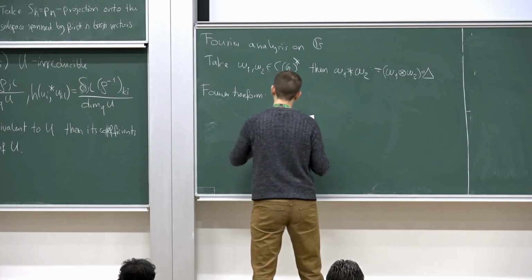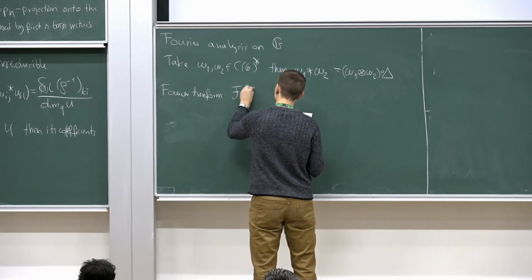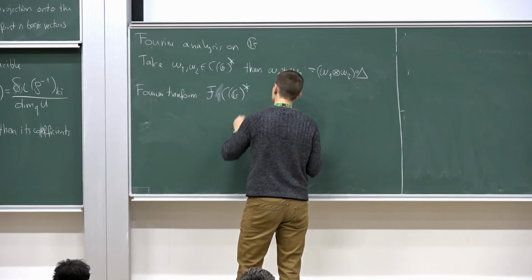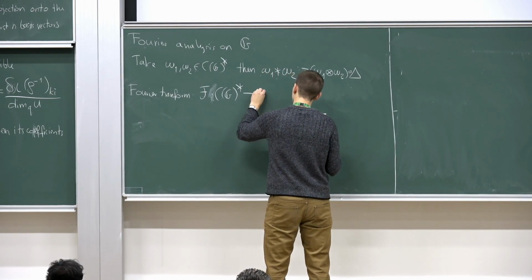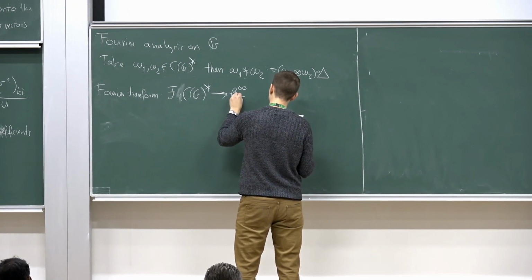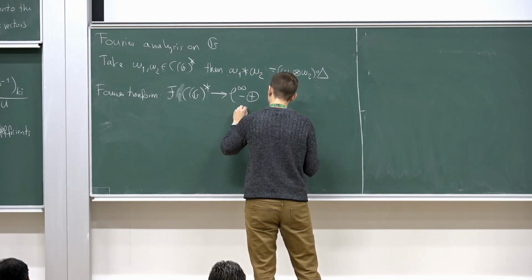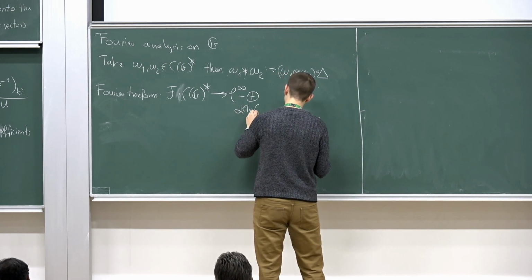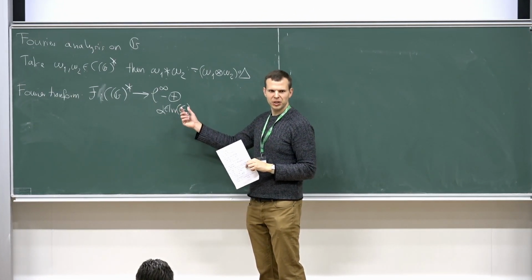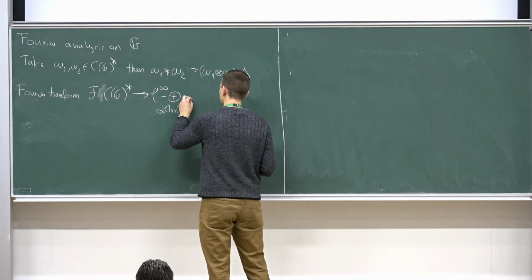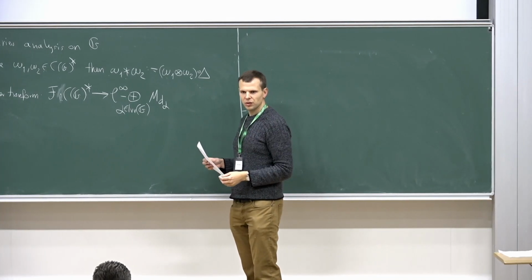Fourier transform is a map from, say, functionals on C of G into the L infinity direct sum. So we take all the sequences of bounded norm. We index over equivalence classes of irreducible representations of G, and then take the corresponding matrix algebra of the dimension of the representation.